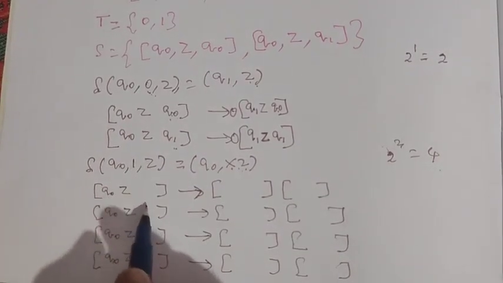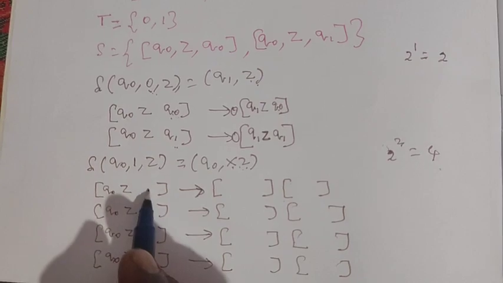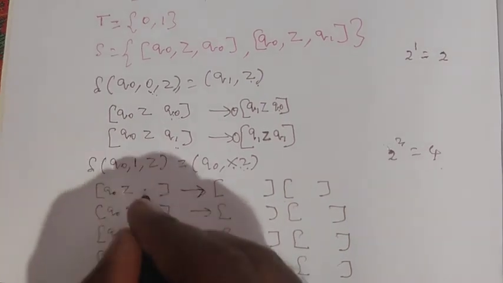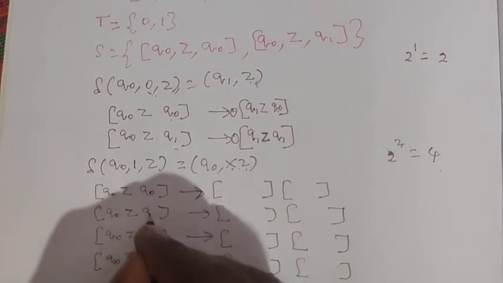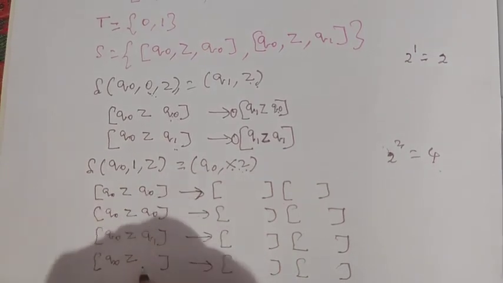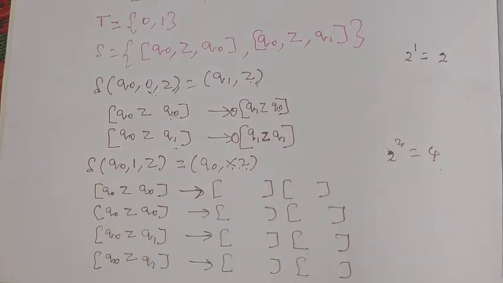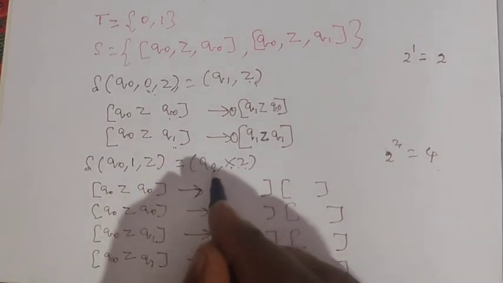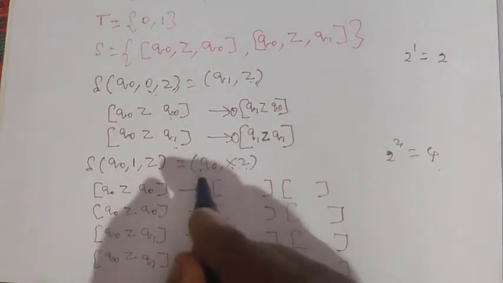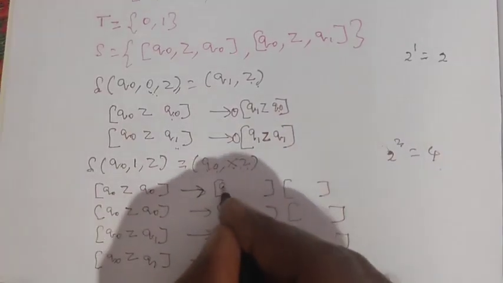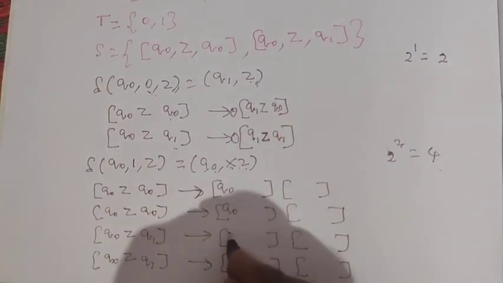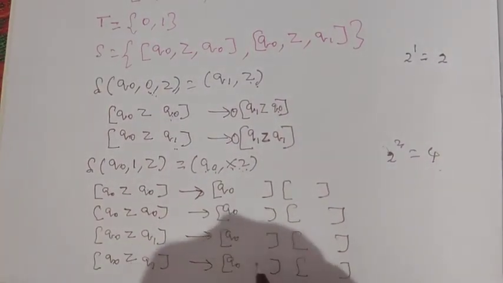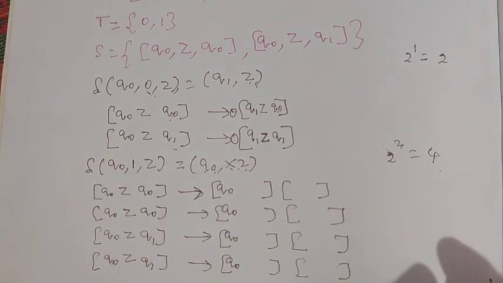And how to fill this? Since we have 2 states, Q0 and Q1, you first write Q0, then Q1. Now you bring this Q0. What is the output here? The output is actually going to Q0. So we'll write Q0, Q0, Q0 and Q0 for the outputs.